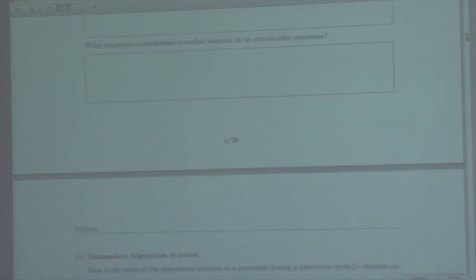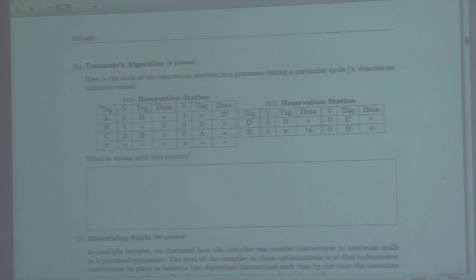Out of order versus data flow. Tomasulo's algorithm. This is a fun question. I won't solve it for you because it'll spoil it. But this is one of the example questions that you may get. Here's the state of the reservation station in the processor during a particular cycle. X denotes an unknown value. You don't care about that. There you see the state of the add reservation station and a multiply reservation station, and the question asks, what is wrong with this picture?